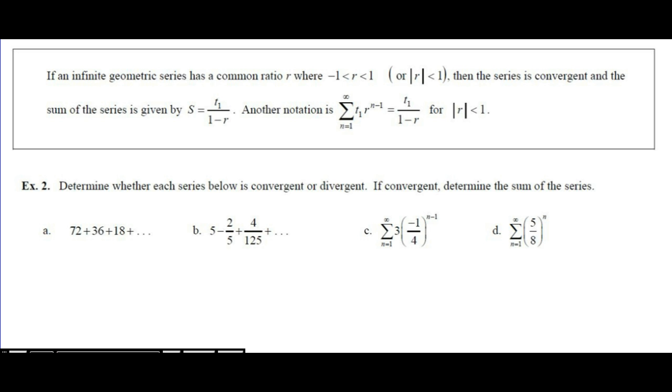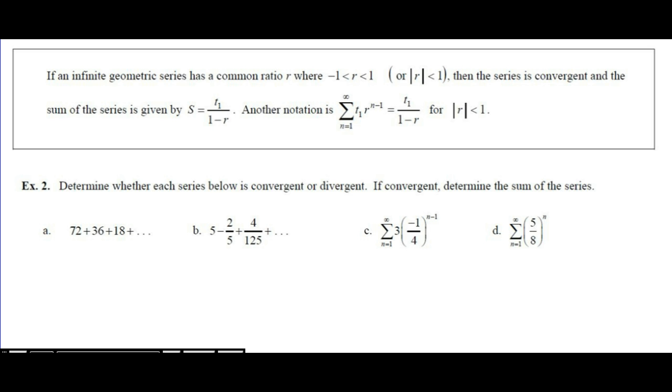What is to be revealed? If an infinite geometric series has a common ratio, where R is between -1 and 1, or the absolute value of R is less than 1, then the series is convergent, and the sum of the series is given by S is equal to T1 over 1 minus R. Another notation, the sum, as n goes from 1 to infinity, of T1 times R to the n minus 1, which is T1 times R to the 0 for the first term, then T1 times R, then T1 times R squared.